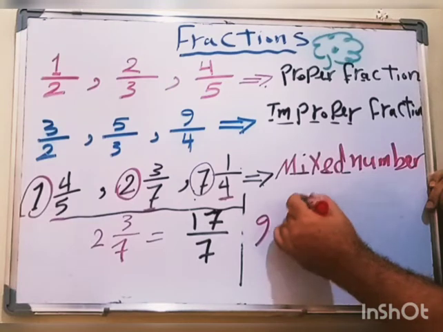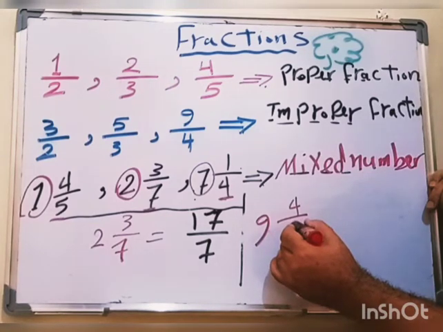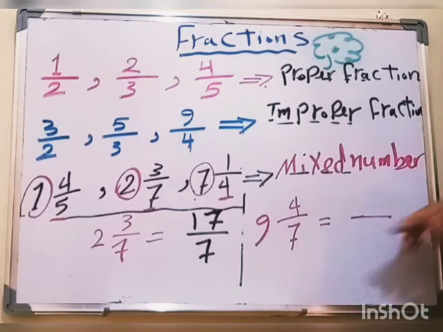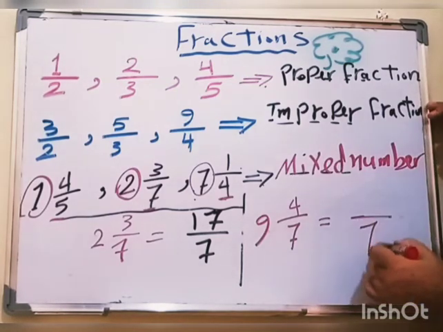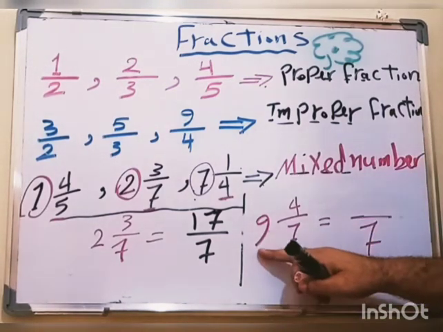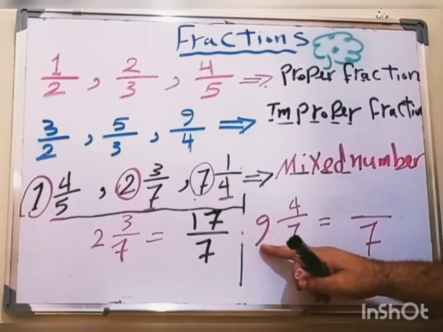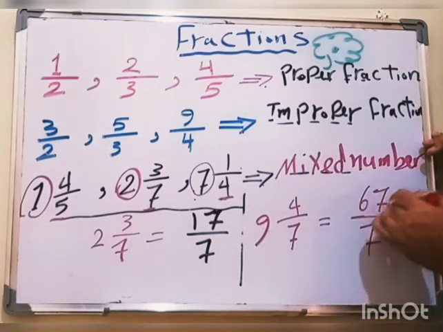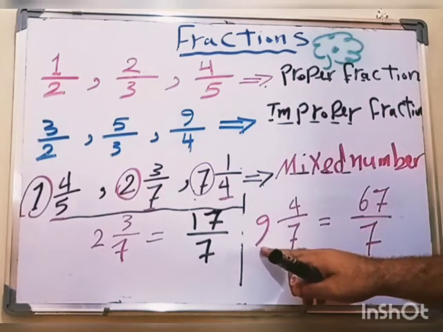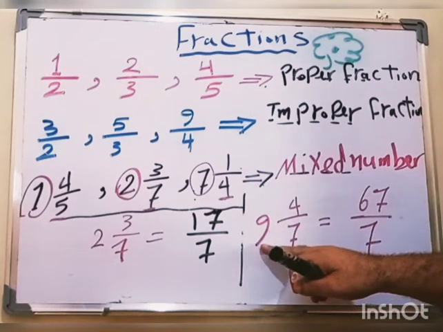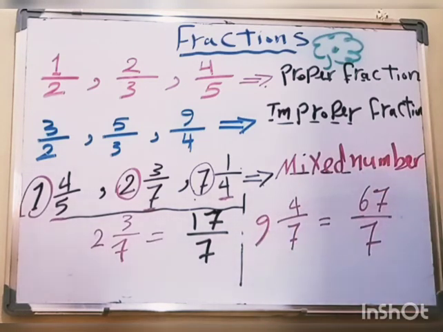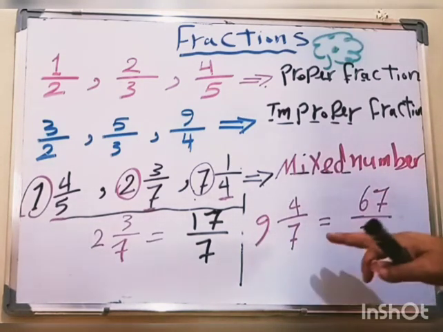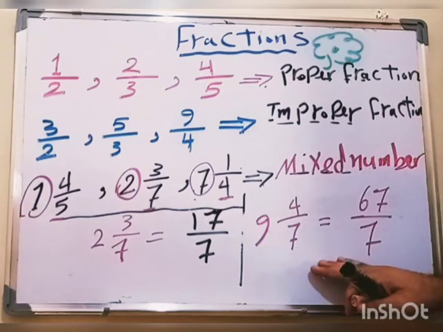9 and 4 over 7. Keep the denominator as it is, 7, and multiply 7 times 9, plus 4. 7 times 9 is 63. 63 plus 4 is 67. I repeat again: 7 times 9 is 63, 63 plus 4 is 67. Okay guys, the second part of our syllabus today is about changing mixed number to improper fraction.